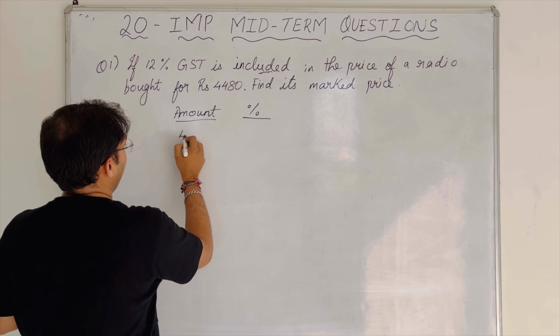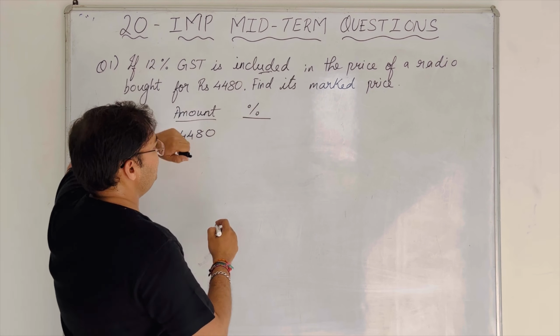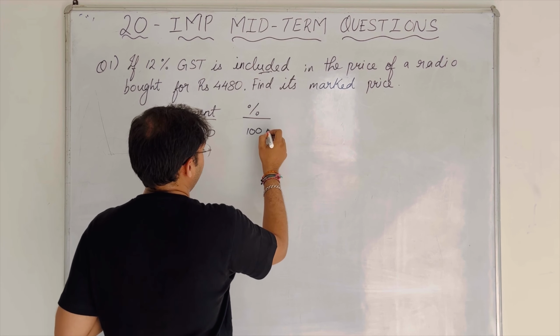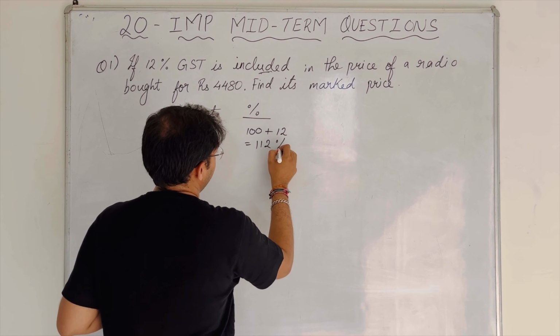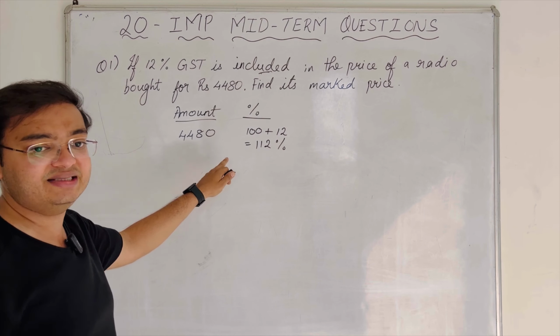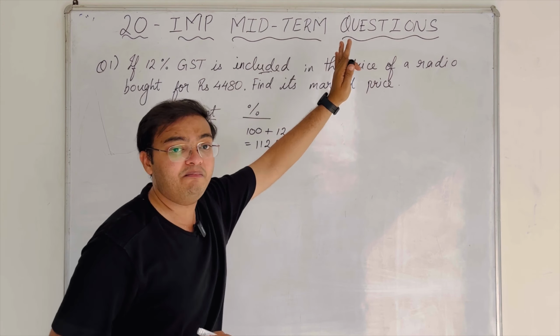If I talk about the amount, that is 4,480 rupees, in this GST is included, and I always told you that we will always add the GST on 100%. That means this 4,480 is equal to 112%, and we have to find its market price.